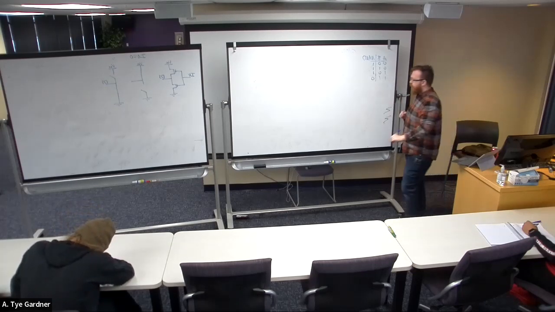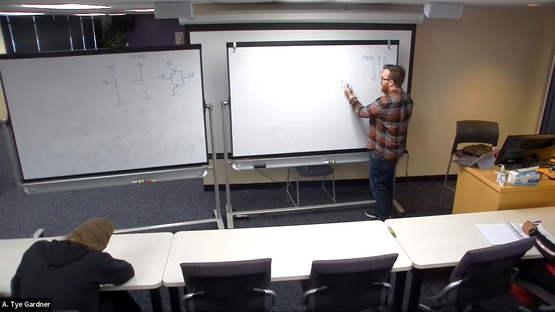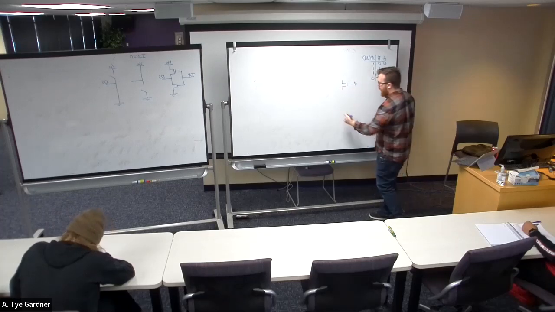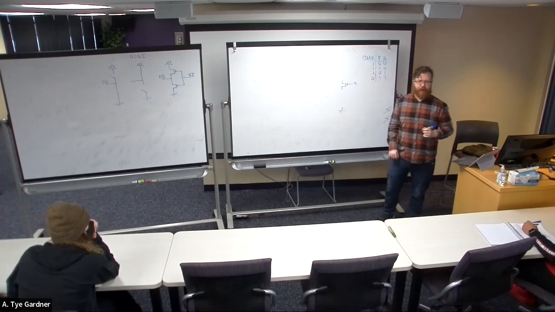Okay, so what I do is I draw an NMOS. Let's start with an NMOS and let's call this signal A. If A is a 1, the NMOS closes and I want to come down to ground.